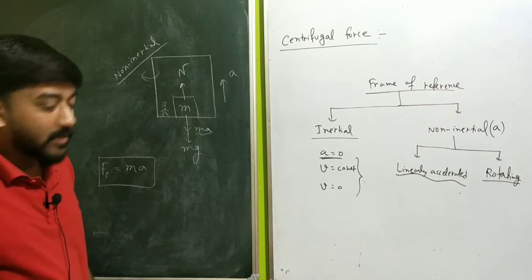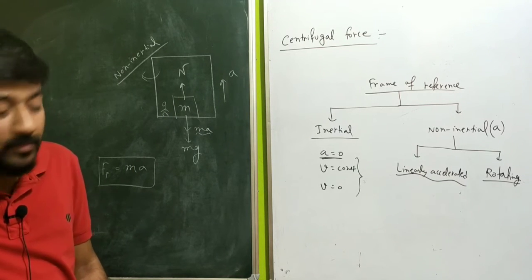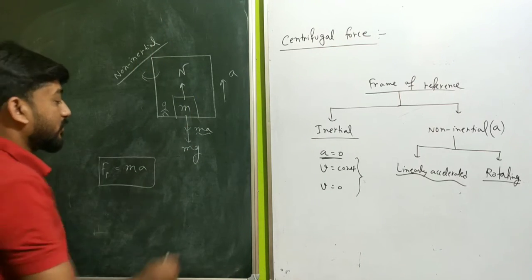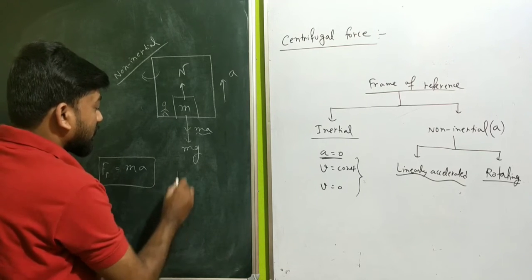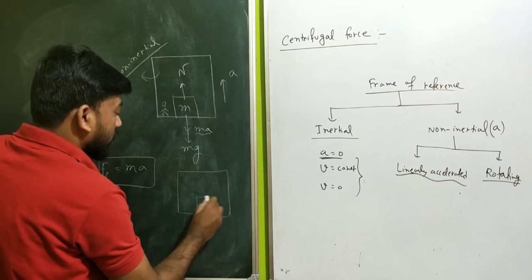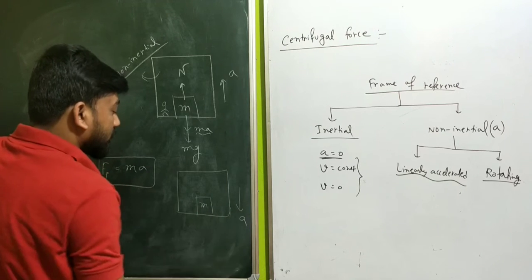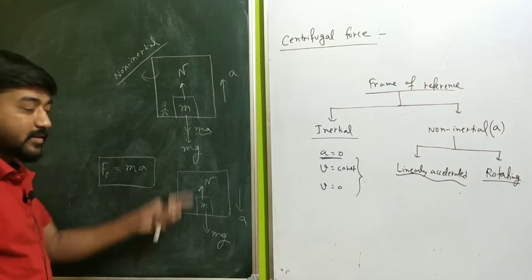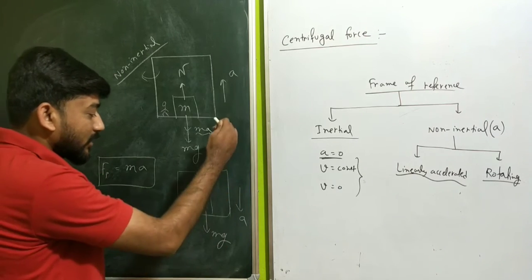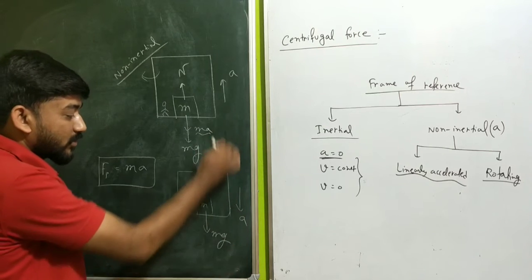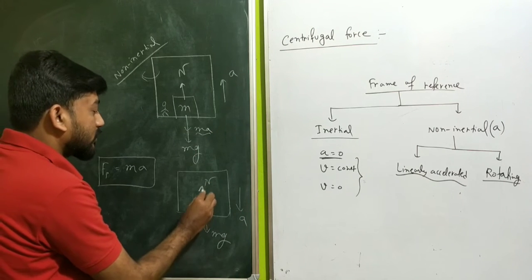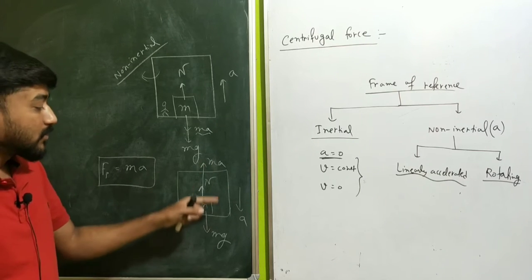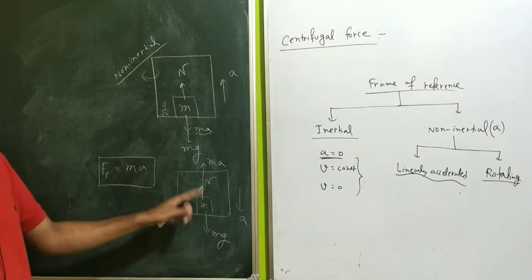Now let me understand what will happen if the frame is rotating. Here the frame is accelerated, but it is linearly accelerated, maybe upwards, maybe downwards. When there is downward acceleration, when the lift is in downward motion, mg will act in the downward direction, and the normal force will act in the upward direction. But as the non-inertial frame is in downward motion, the pseudo force will act along the upward direction. So it will always act opposite to the direction of the acceleration of the non-inertial frame.